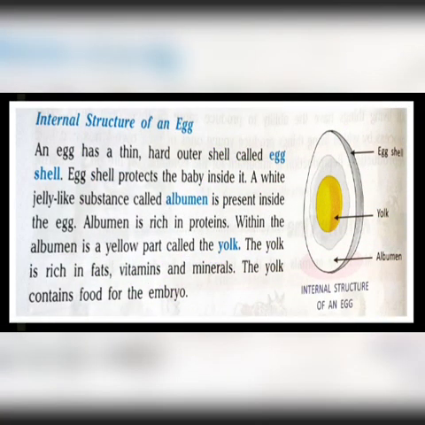Now let us know the internal structure of an egg. This hard outer shell is called the eggshell. This white jelly-like substance is called albumen. And this yellow part is called the yolk. The yolk is rich in fats, vitamins and minerals.